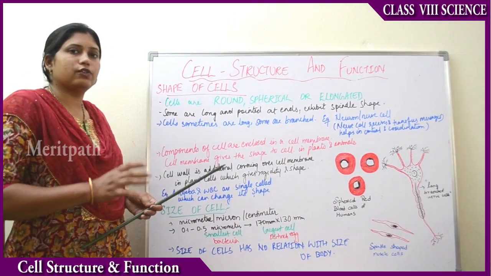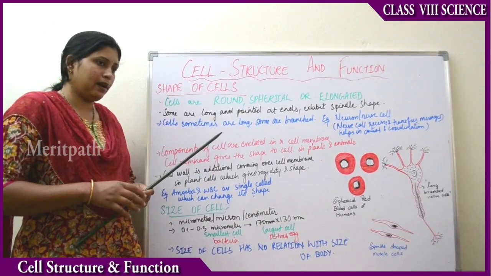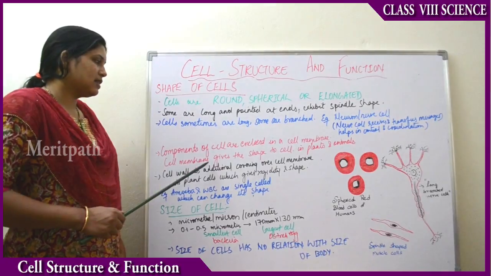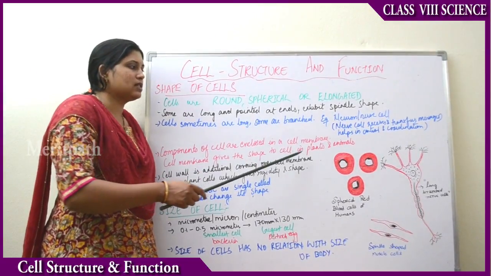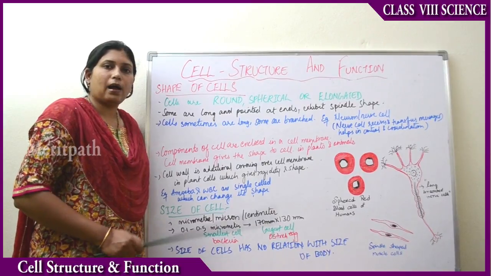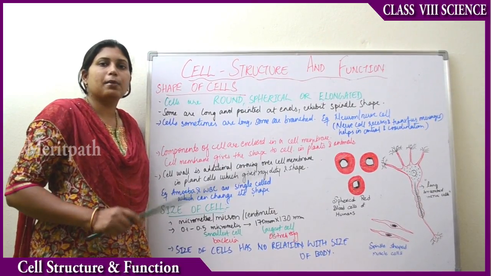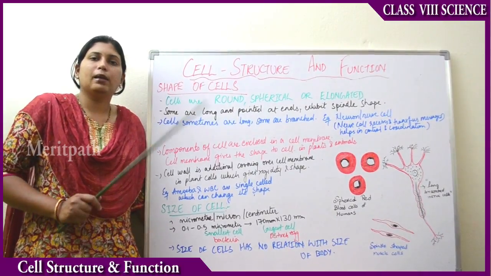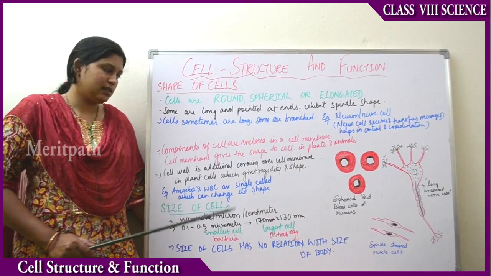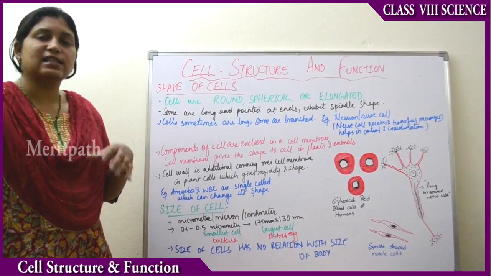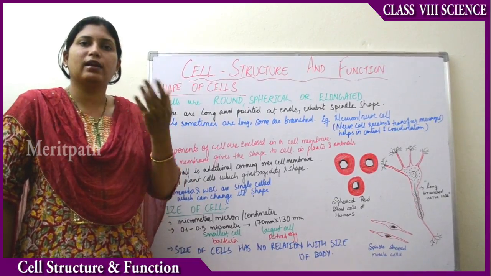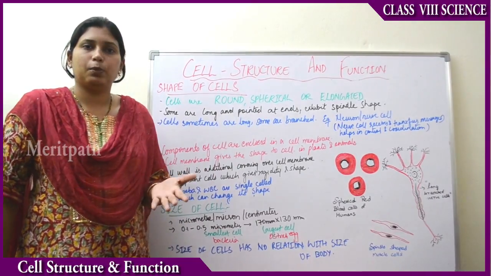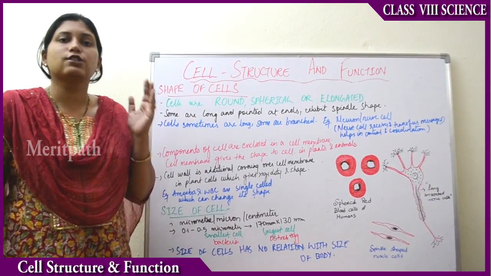Next, the components of the cells are enclosed in a cell membrane. So the cell total is enclosed in a cell membrane, the outer covering. And this cell membrane gives the shape to the cells in the plants and animals. The components of the cells, the cell organelles, are enclosed in the outer covering of the cell membrane, and this cell membrane is responsible for giving the shape to the cell in both plant cells as well as animal cells.